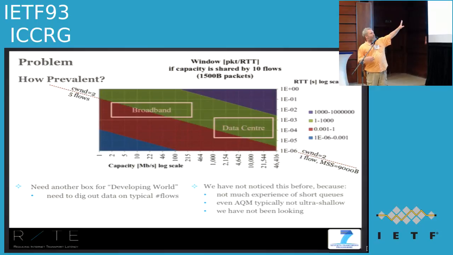I would have liked to show another box for the developing world, but I hadn't had time to get good data on how many typical flows will share a link and where you might be. I don't know whether, are you coming up to say anything about that, or is that something else?